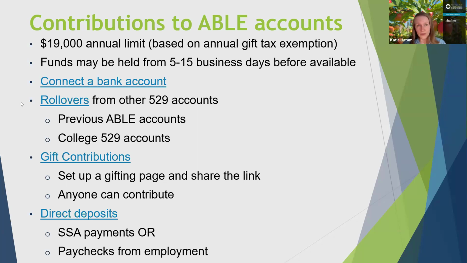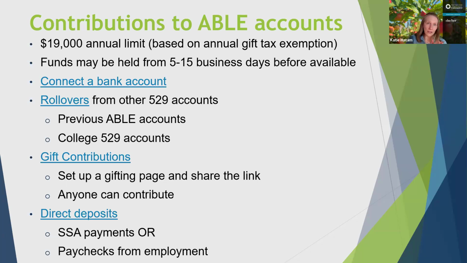Another popular way is through rollovers from other 529 accounts. An ABLE savings account is considered a 529A account. That is just a number from the IRS tax code. But many of you may have heard of college savings accounts. Those are also called 529 accounts. They both fall under the same tax code, and you can make transfers from one ABLE savings account to another ABLE savings account, or you can make a transfer from a college 529 account to an ABLE savings account. It doesn't go the other way. You can't make a rollover from an ABLE account to a college savings account. But it does allow for parents, grandparents, or caregivers who maybe opened a college savings account for their child when they were really young, and as they got older, realized maybe they aren't going to be able to use those funds.